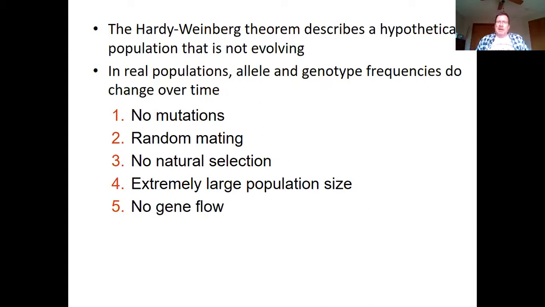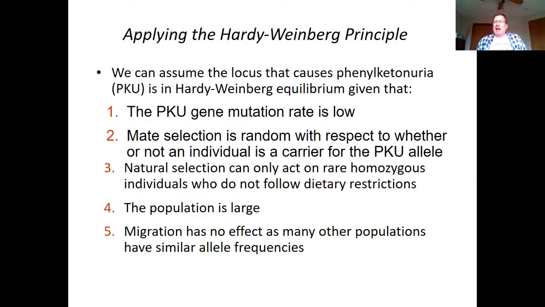So again, it's a theory of a hypothetical population that is not evolving. In real populations, allele and genotype frequencies do change over time. Like I said, those 5 requirements are kind of hard to meet. So that's why Hardy-Weinberg is a theory, not a fact, because populations do change, but you can predict population changes, stability, etc., by using Hardy-Weinberg. Okay. So let's just apply it to one sample, and that'll work for today, and then we'll move on to more tomorrow.